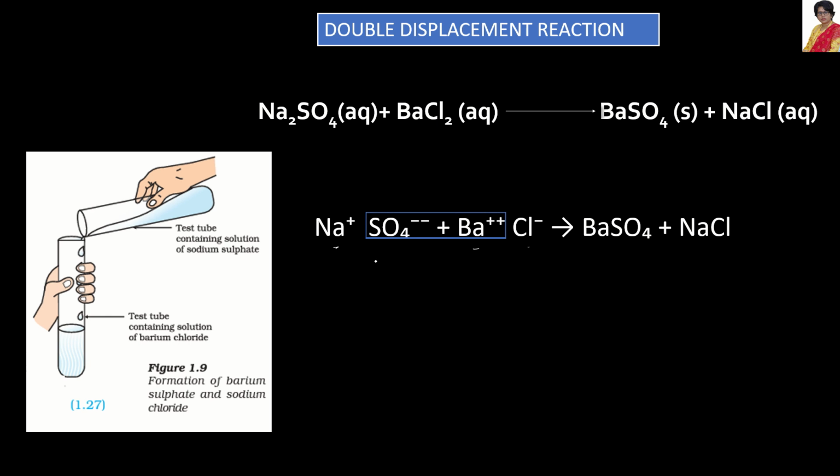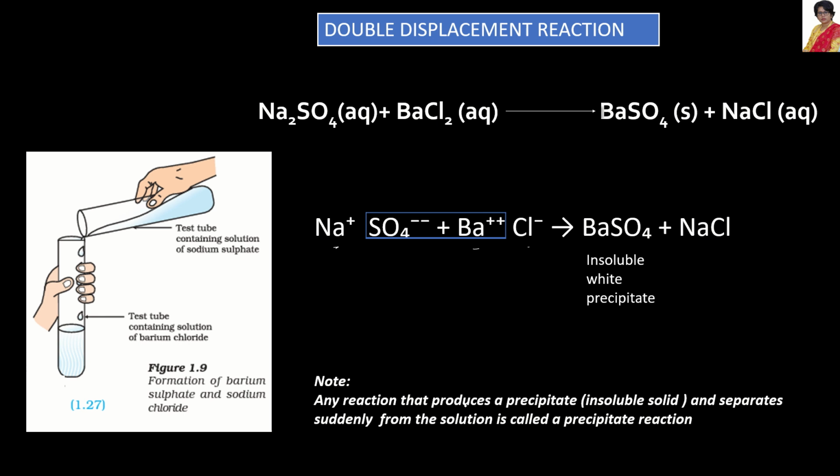There is a mutual exchange of ions between the reactants. So we will get barium sulfate solid and sodium chloride solution. Barium sulfate is an insoluble white precipitate. It will separate from the reaction. Any reaction that produces a precipitate, which is an insoluble solid that separates suddenly from the solution, is called a precipitate reaction. So double displacement reactions are generally precipitate reactions also.